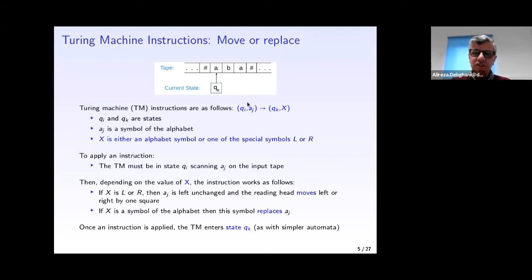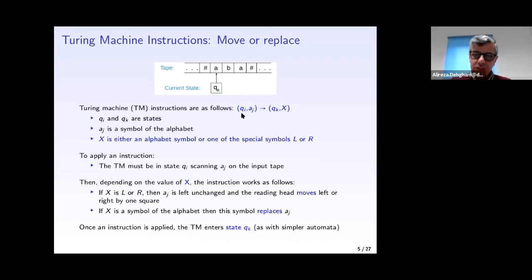So it is called instructions. We show the instruction in a compact form: we are in state Qi, we see symbol Aj, and then we go to a new state Qk, and something X happens. What does this X mean? Qi and Qk are states, and Aj is a symbol of the alphabet. X is either an alphabet symbol or one of the special symbols, left or right. That's a compact representation.